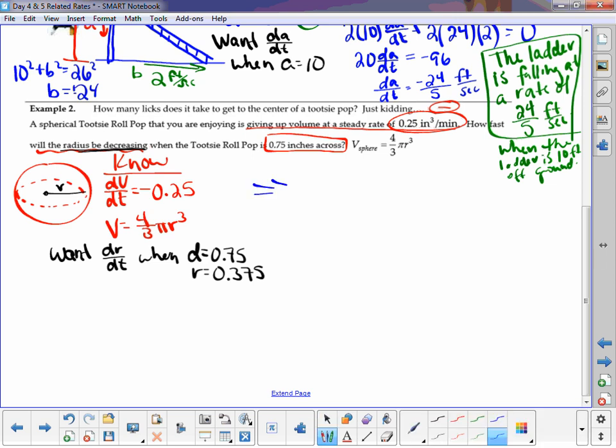Alright, so I'm going to take all this information. So my volume is 4/3 pi r cubed. Do I have any fixed values for this problem? No, my radius is changing, the volume is changing. If you think about when you're looking at a Tootsie Roll Pop, the radius is constantly changing, the volume is changing.